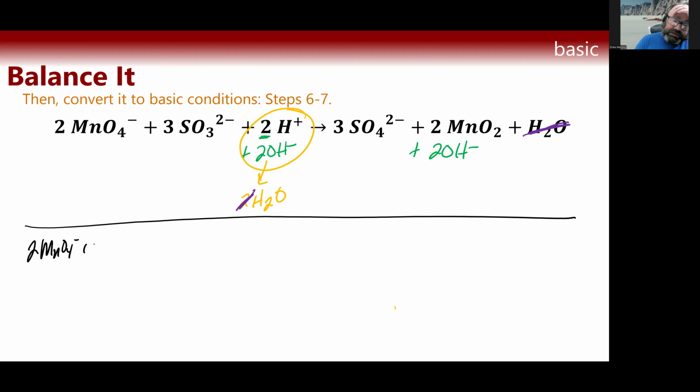2MnO4 minus, and we need phase labels on the final answer. 3 sulfite. Now this is a water, liquid. Other side is 3 sulfate.